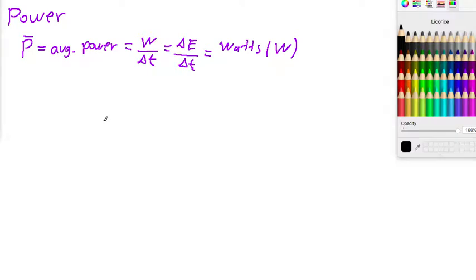So today in this lesson we're going to be talking about power. Mostly for non-calculus physics, our major concentration is going to be on the average power. The bar on top just means average, and the formula is work over change in time, which by definition from our work-energy theorem can be the change in work over the change in time, and the units that we're going to be using are called watts.